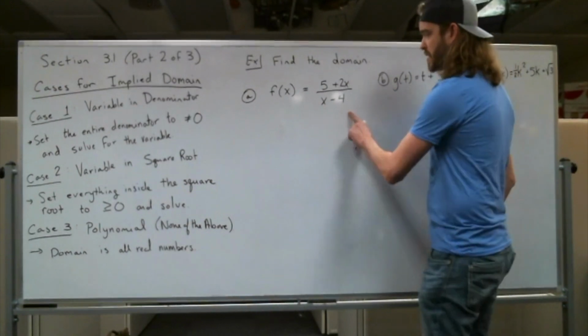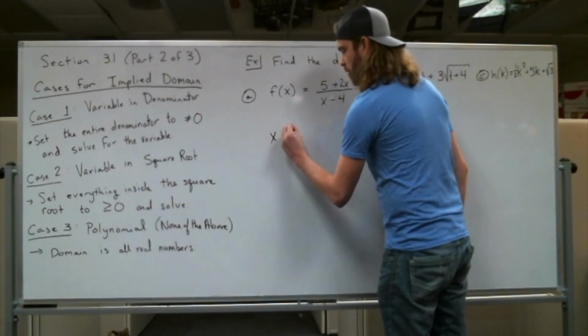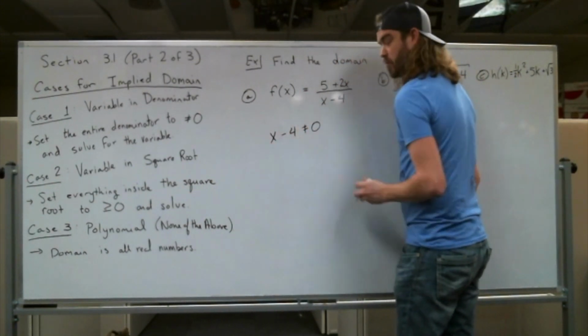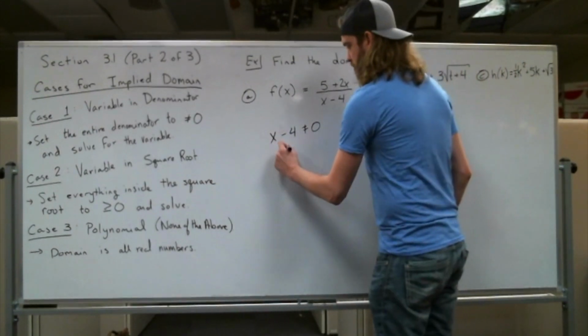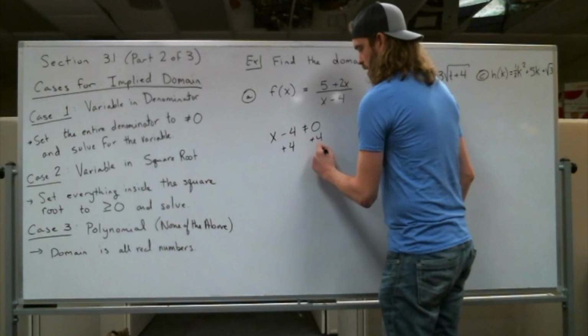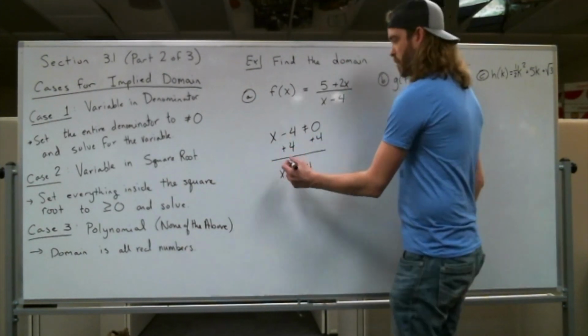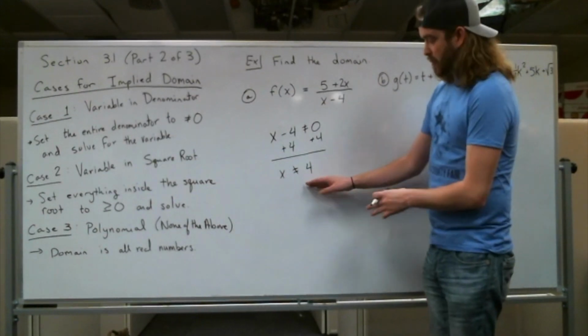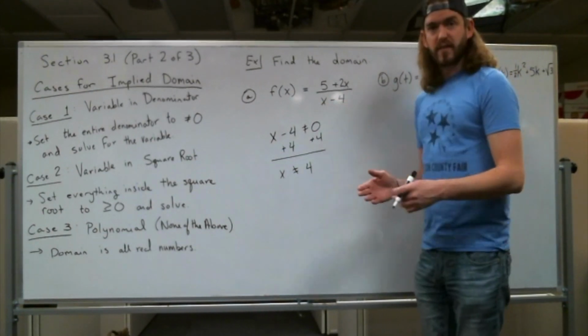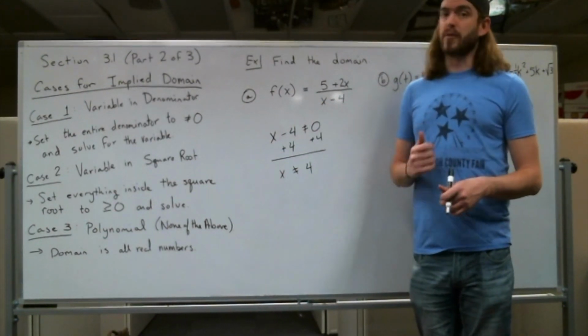Right? So let's go ahead and set this. So x minus 4 cannot equal 0. And now we're just going to solve it. So we're going to add 4 to both sides. We see for this equation, x cannot equal 4. The reason is that if we plug 4 back in, 4 minus 4 would give us 0. And once again, that's undefined like we learned in our last video.